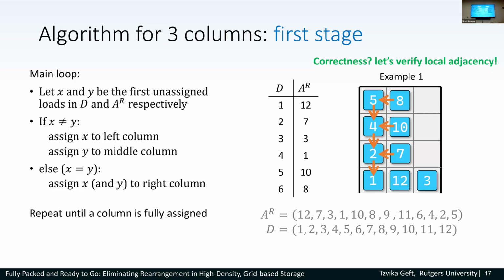As soon as I assign a load to the grid, I already know that it has the required local adjacencies for both sequences. So yeah, it's a greedy approach here. But I didn't finish, right? There's still two cases. I think I'll maybe speed things up a little bit.